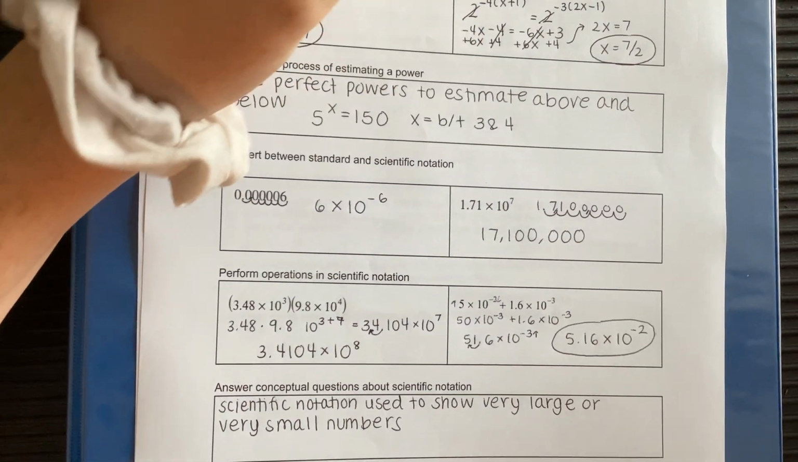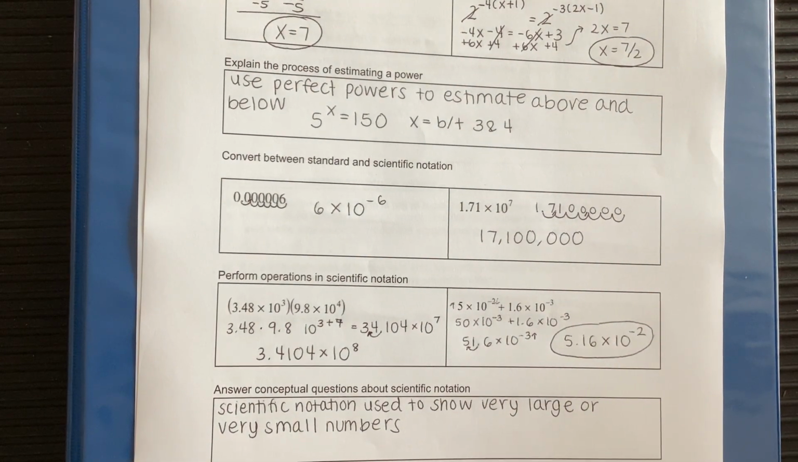Honestly, if you get numbers with exponents that are that small, you can always just change them to standard and then go back to scientific at the end if you get confused.